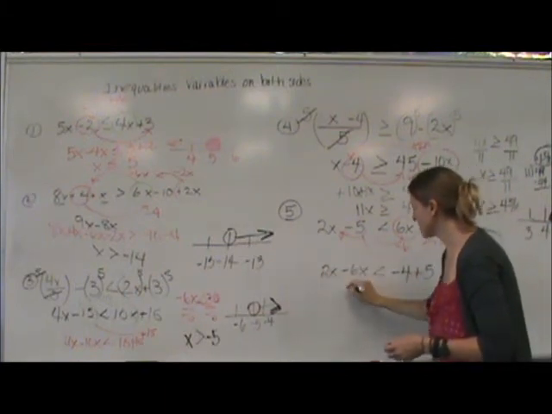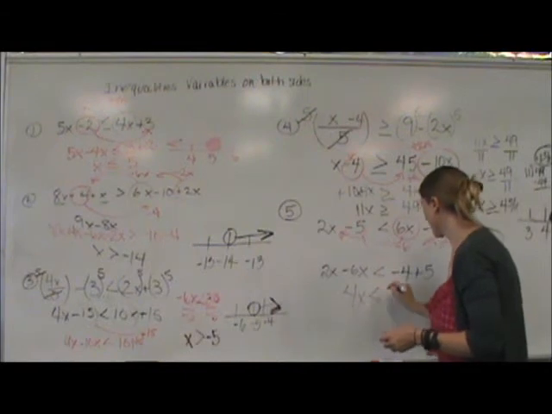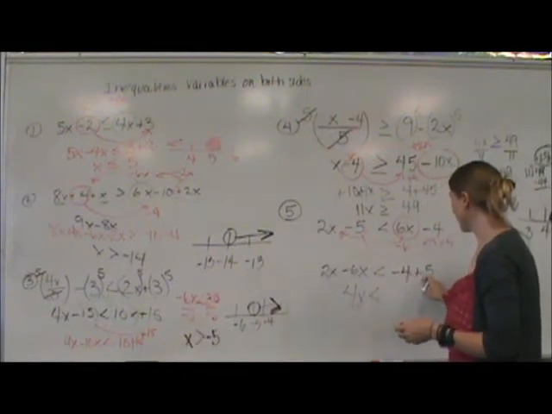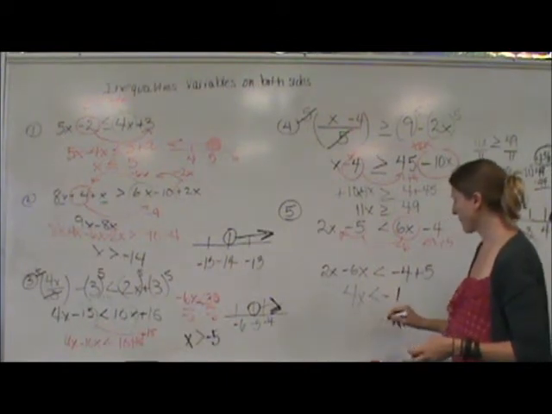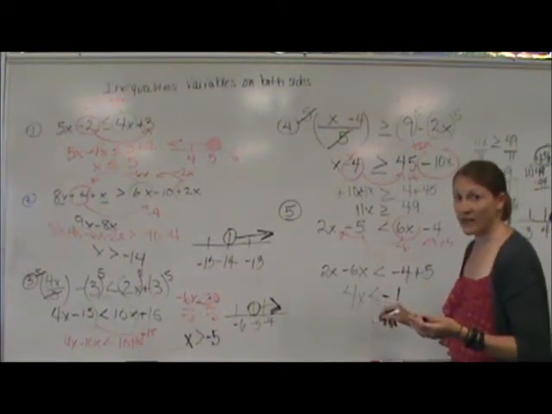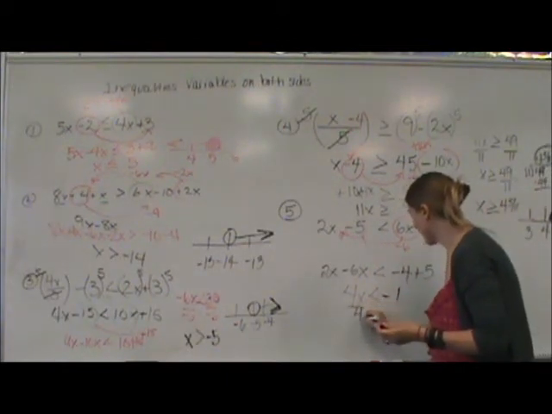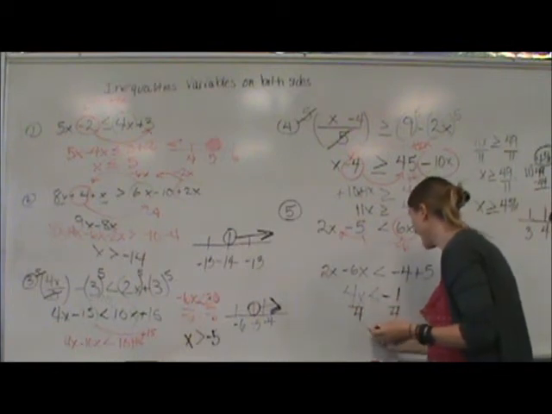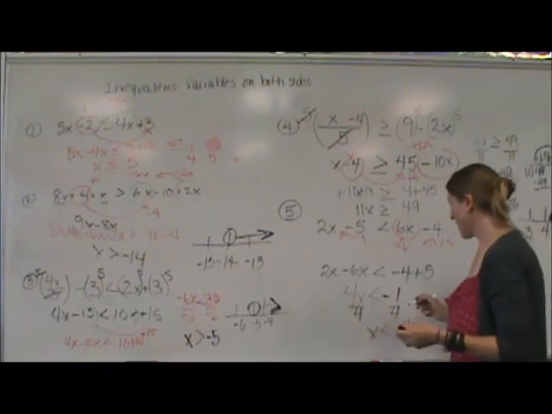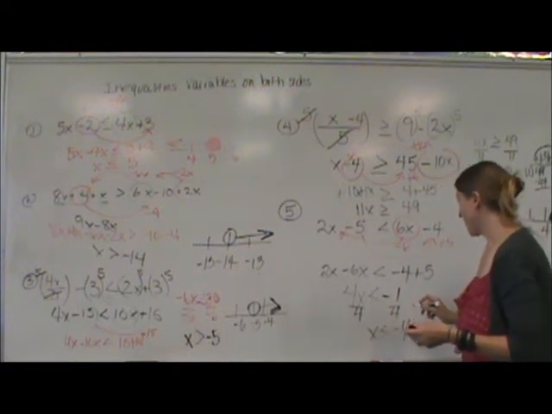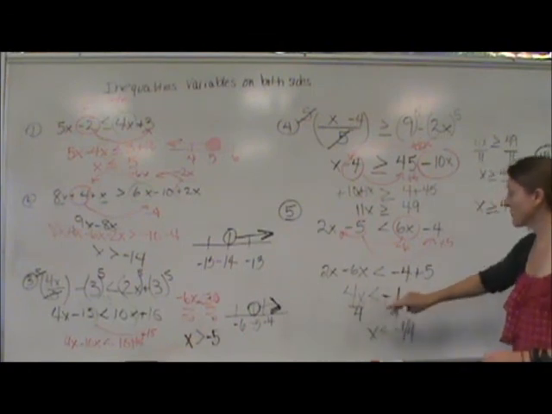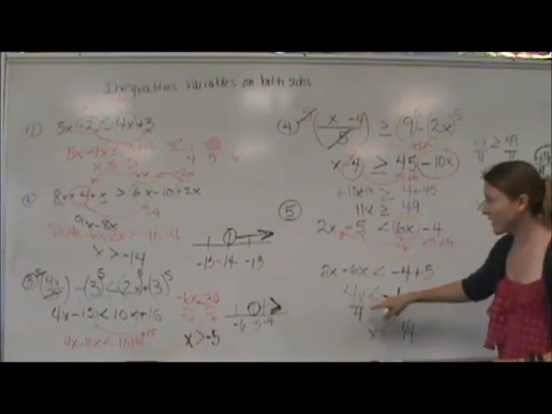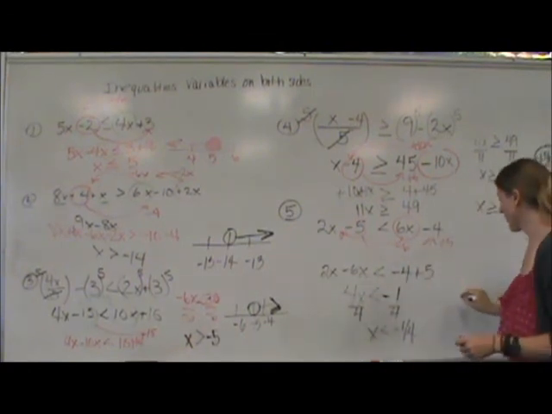2 minus 6 is negative 4x is less than negative 4 plus 5, which is 1. I divide negative 4 to both sides. I get x is less than negative 1/4. I do not flip my sign on this one. I only flip my sign when my coefficient, the number with the x, is negative.